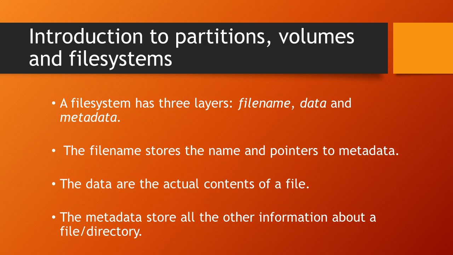The information associated with files or directories is organized into 3 layers on the file system: the file name, data and metadata. The file name stores the name of the file and the pointers to its metadata. The metadata contain all the other information about the file or directory, such as the owner, the timestamps, the permissions, and the pointers of the data blocks. The data blocks are where the actual contents of a file are stored.